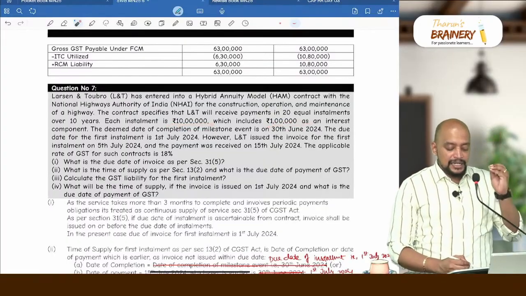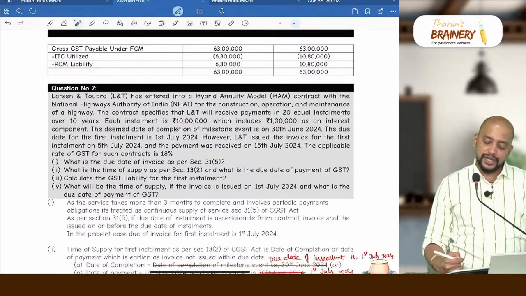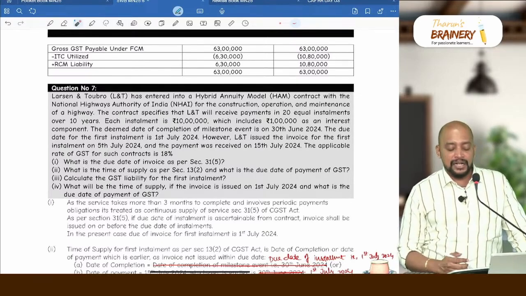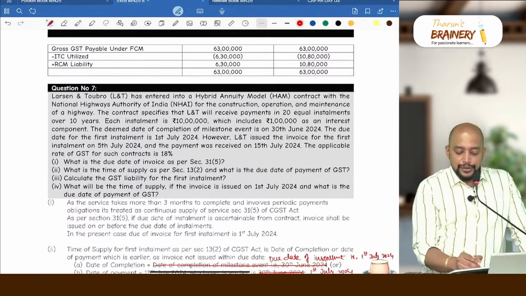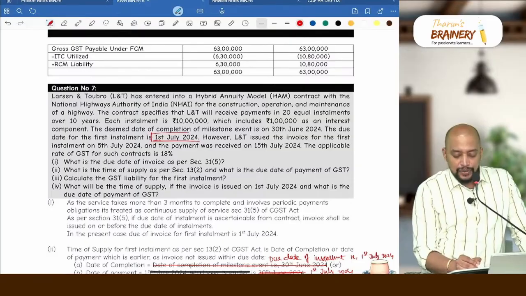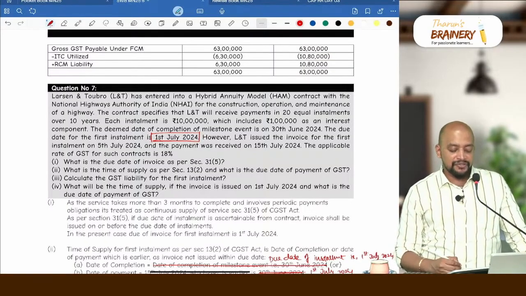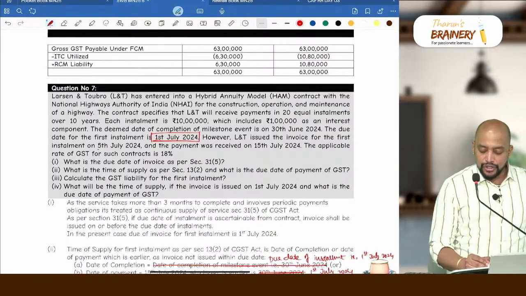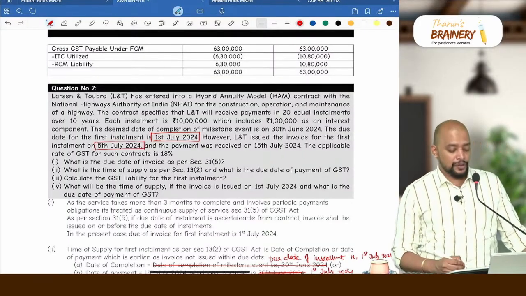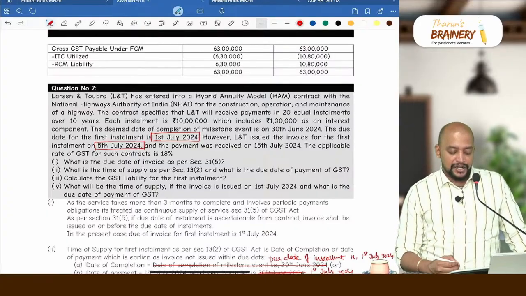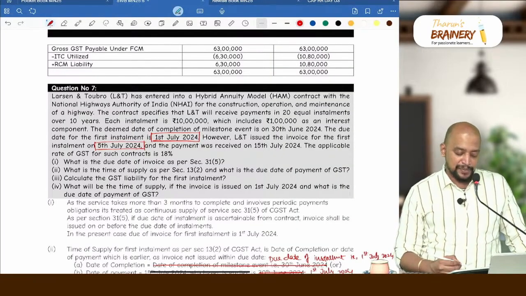The deemed date of completion of milestone event is 30th June. The due date of first installment is 1st July. What is the due date of installment? 1st July. However, L&T issued the invoice for the first installment on 5th July. So is invoice given within the due date? No. And the payment was received on 15th July. The applicable rate of GST for such contract is 18%.